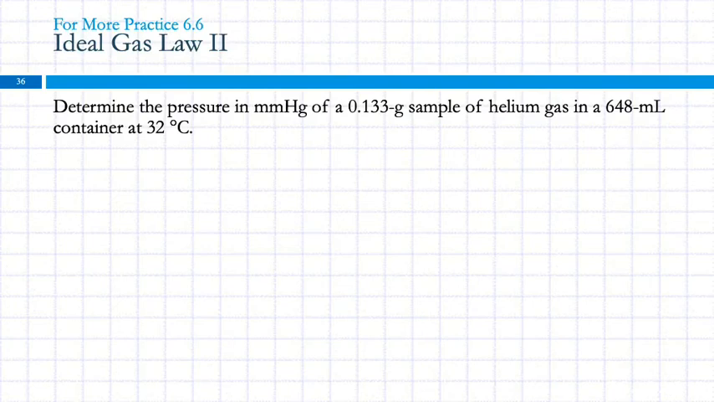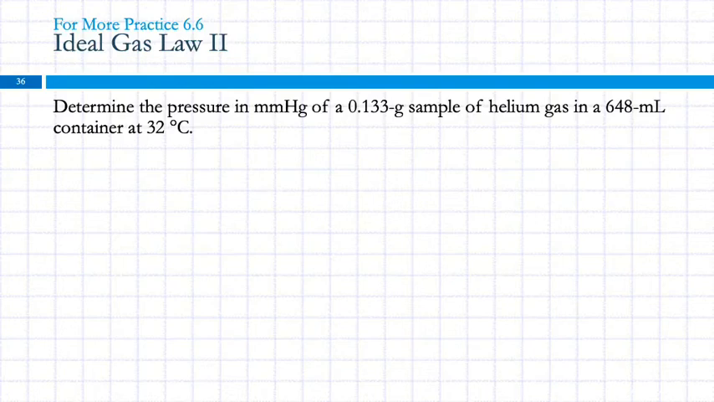Another one. Determine the pressure in millimeters of mercury of a 1.133 gram sample of helium gas in a 648 milliliter container at 32 degrees Celsius. So I recognize this is an ideal gas problem. If I didn't recognize that, I could start making a table like I did for the first example today. There's no harm in that. It's not a waste of time because you're still writing stuff down and getting it labeled.